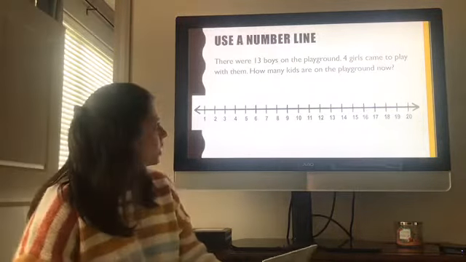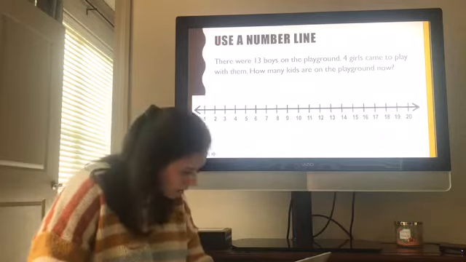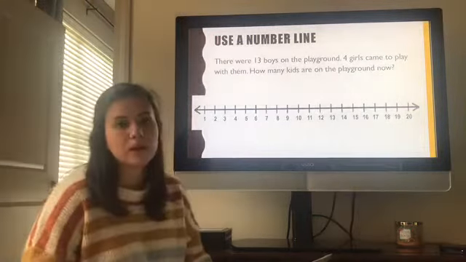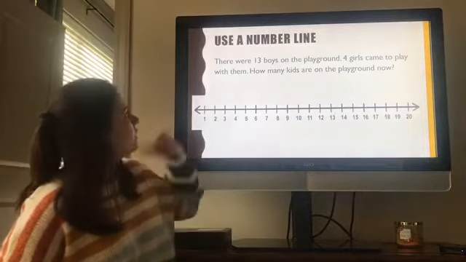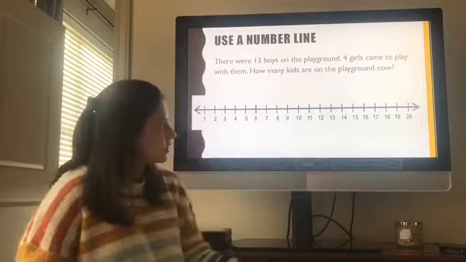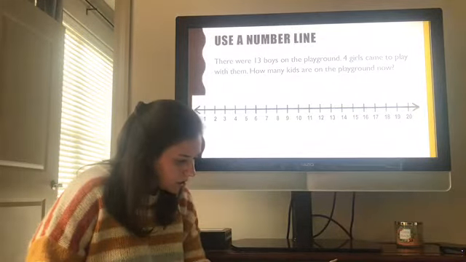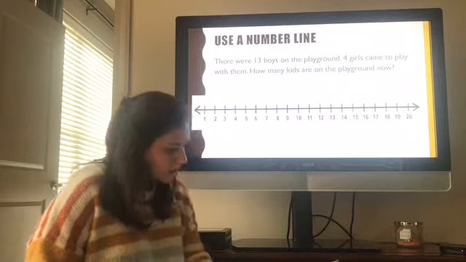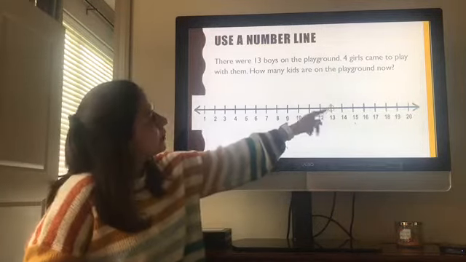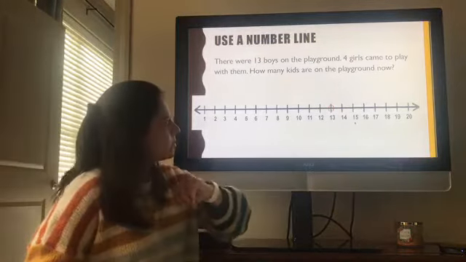So the first thing we're going to do to solve the problem using the number line is I'm going to find the number that we're starting with. So it first tells us that there were 13 boys on the playground. So I'm going to find 13, and I'm going to do a circle where 13 is, okay? Did a circle right here. Now I know that we're adding more. We have 4 more girls that come to play with them.